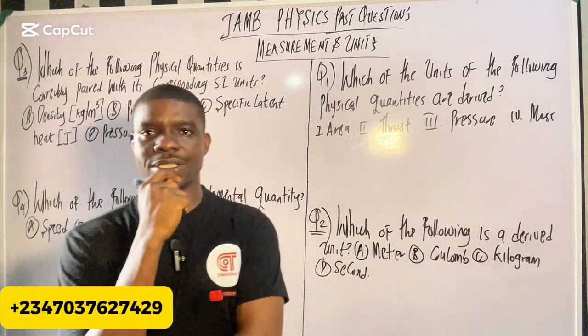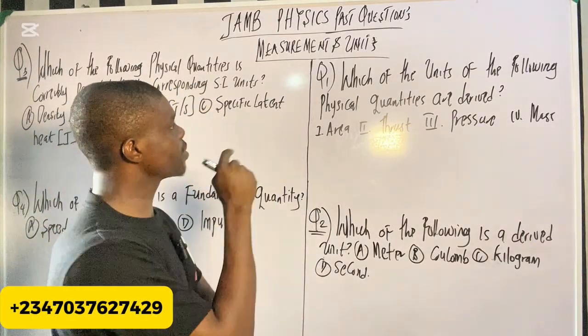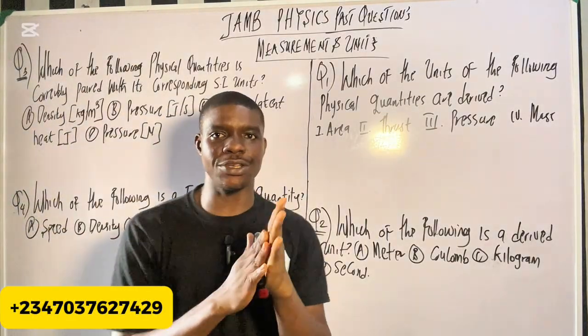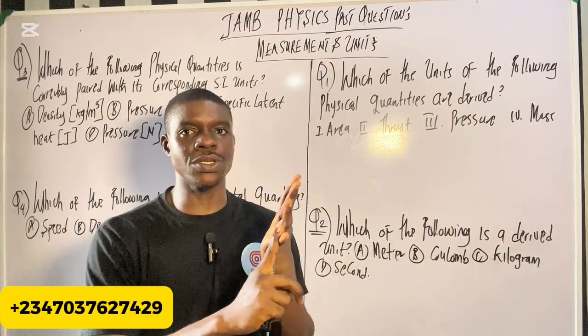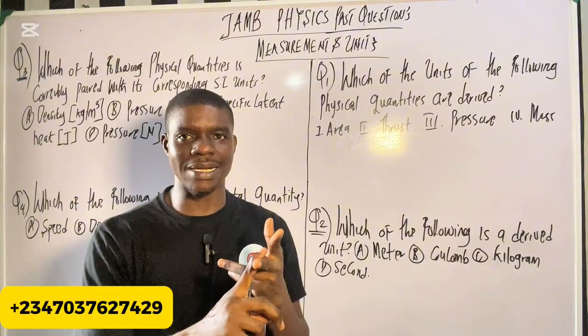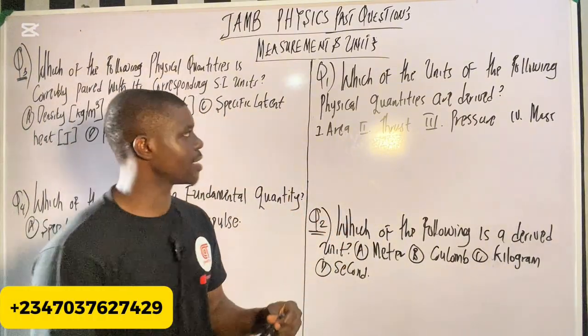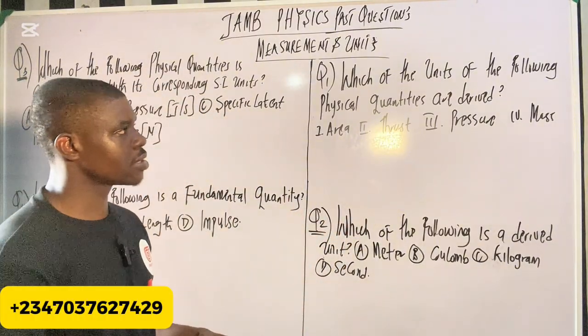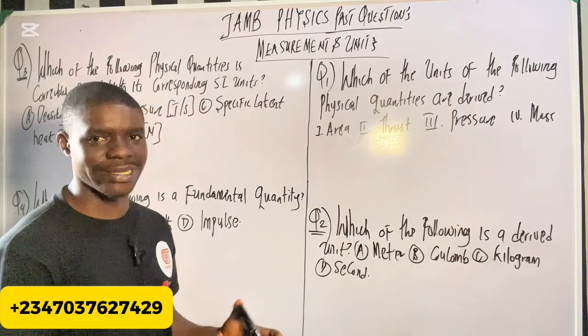Let's answer some key questions, like past questions in physics, under measurement and units. So we have questions under fundamental quantity, derived quantity, and dimension. So let's get started. Which of the following physical quantities are derived?